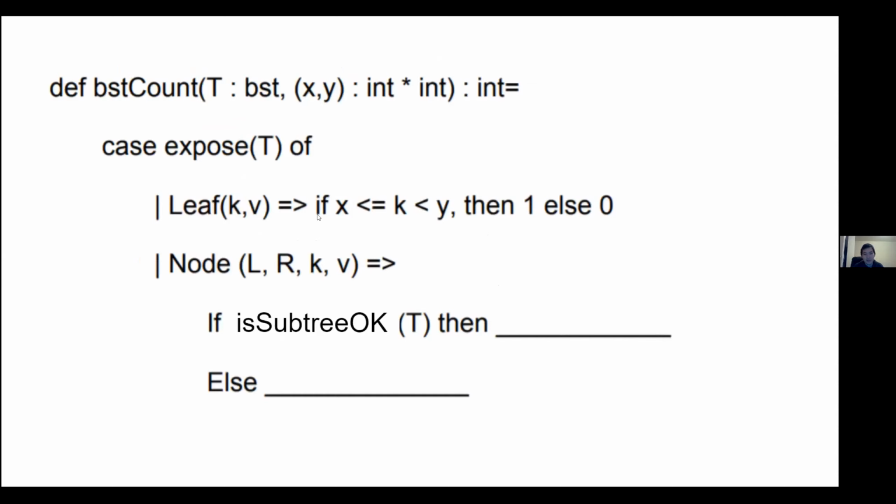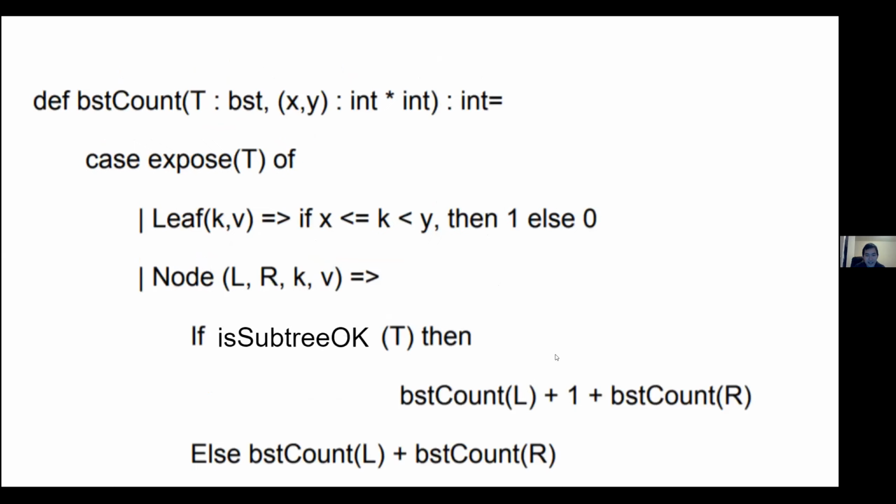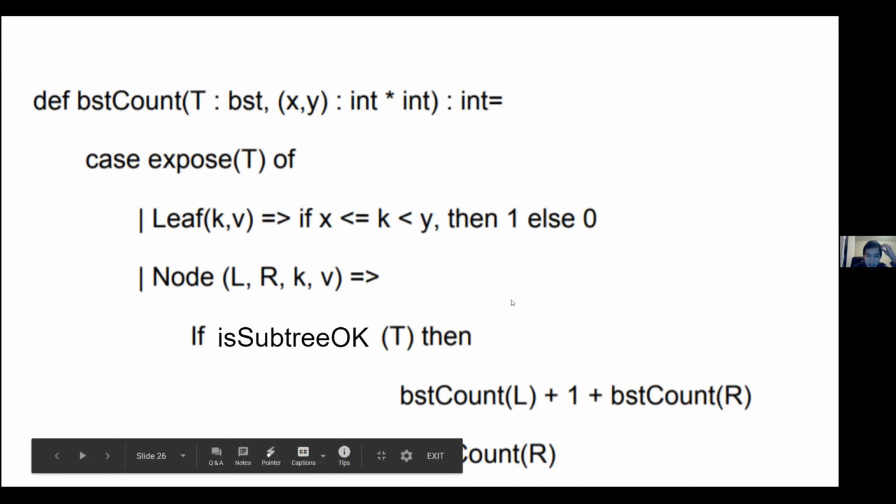So first of all, for the base case, you just check if the key is in range. If it is, then it's 1. Otherwise, it's 0. And then if it's the node case, you first check if the whole tree is okay. If it is, then you just return BST count: you recursively count everything on the left subtree, everything on the right subtree, and then plus 1. If it's not okay, then you basically plus 0 instead, which we can omit. So you just recursively count the subtrees.